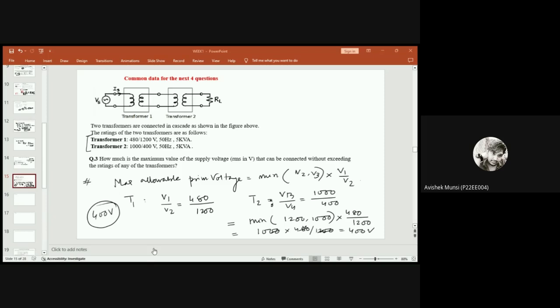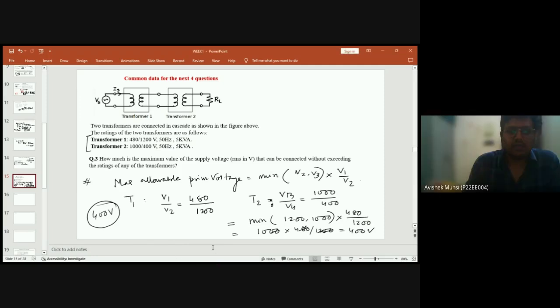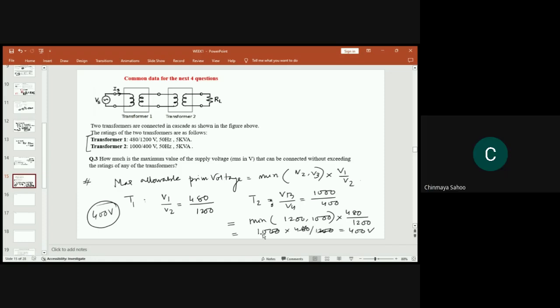Sir, after solving this problem, it is written minimum of 1200 comma 1000 into 480 by 1200. After that, how did it come 400? That one I can't understand, sir. Is it not coming 400? See, the minimum of 1200 and 1000 is 1000. So 1000 into 480 by 1200. If you calculate it, what will be the answer? 1000 into 48 divided by 12 is 4, so it is 40 into 10. So it is 400, right?